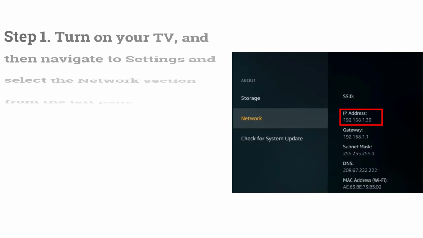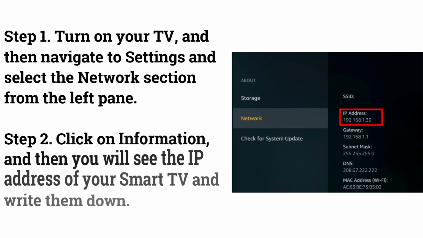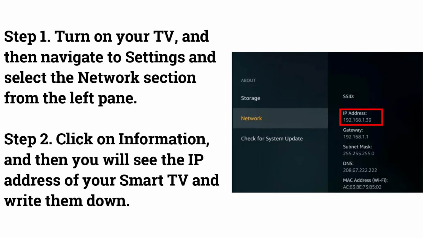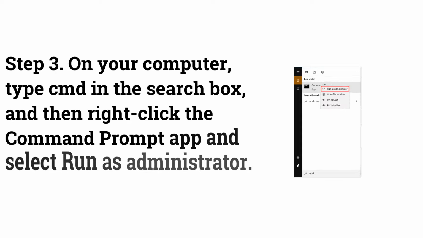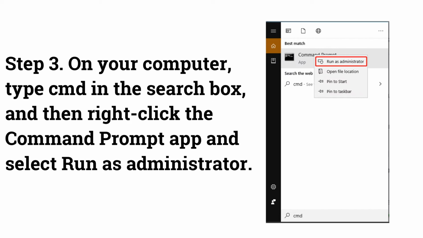Way 2. Install third-party apps via command prompt. Step 1. Turn on your TV, and then navigate to Settings and select the Network section from the left pane. Step 2. Click on Information, and then you will see the IP address of your smart TV; write it down. Step 3. On your computer, type CMD in the search box, and then right-click the command prompt app and select Run as Administrator.